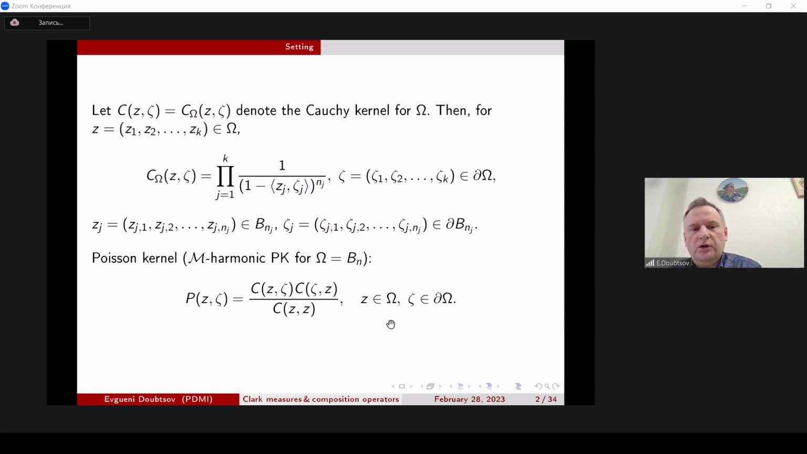If we consider the polydisk, then we obtain the so-called K harmonic Poisson kernel. This one is essentially the only useful Poisson kernel in the polydisk, so there is no difference here. Okay, so the only point is about the unit ball, but as I said before, from the complex analysis point of view, it's well known that this is the right one.